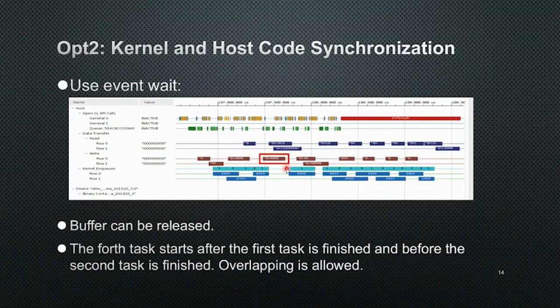Second, we can see the red box here. It indicates that the fourth task starts after the first task is finished, as shown here, and it is before the second task is finished, since the second task finishes here. So we can see that by doing so, the overlapping is allowed.